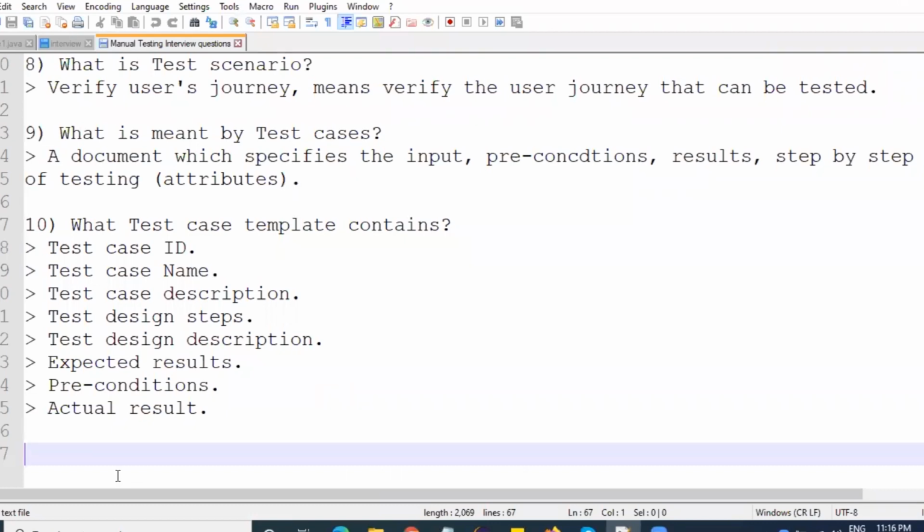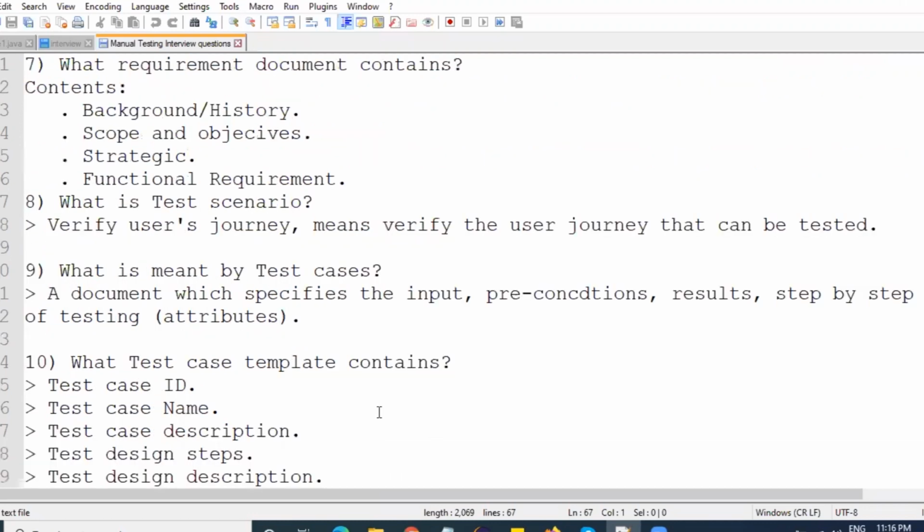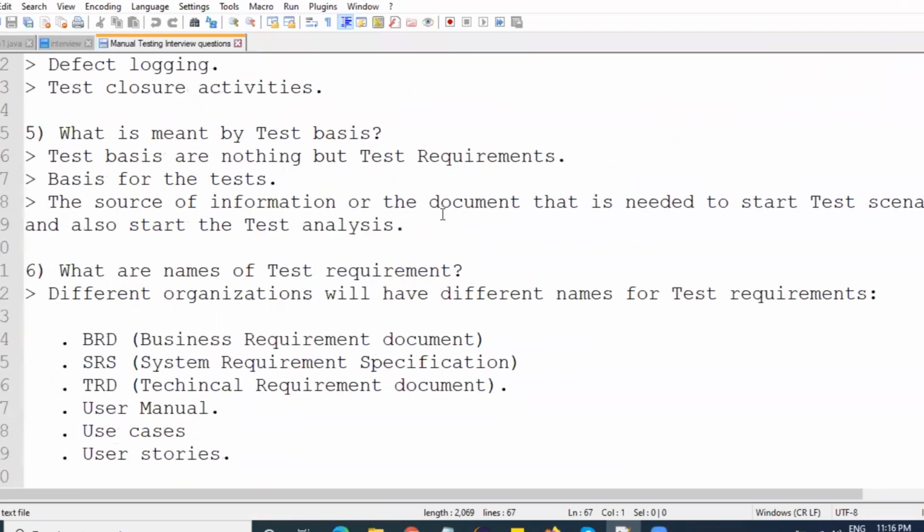Today we are going to learn about interview questions in manual testing. This is the second part. In the first part, we learned the first 10 interview questions. So let's come to the second part.